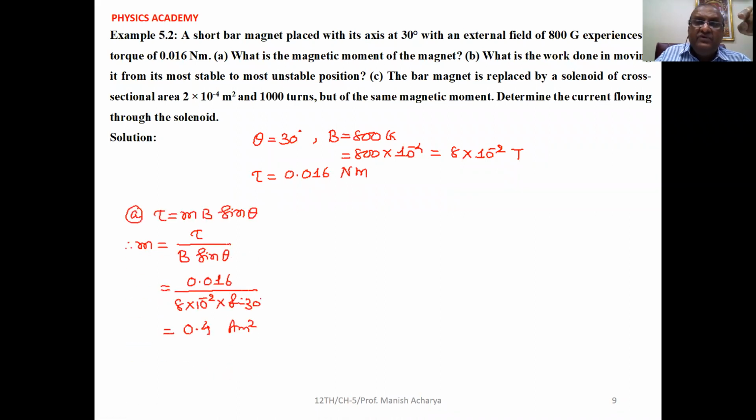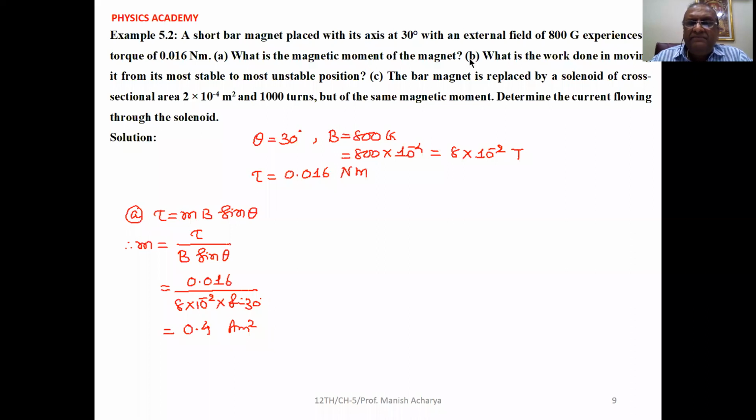Now we have the equation for the torque, tau equal to mB sine theta. Magnetic moment m is equal to tau upon B sine theta. So tau is 0.016, B is 8 into 10 raised to minus 2, sine theta is sine 30. So if you solve this one, your answer will be 0.4 ampere meter square. Clear up to this one?